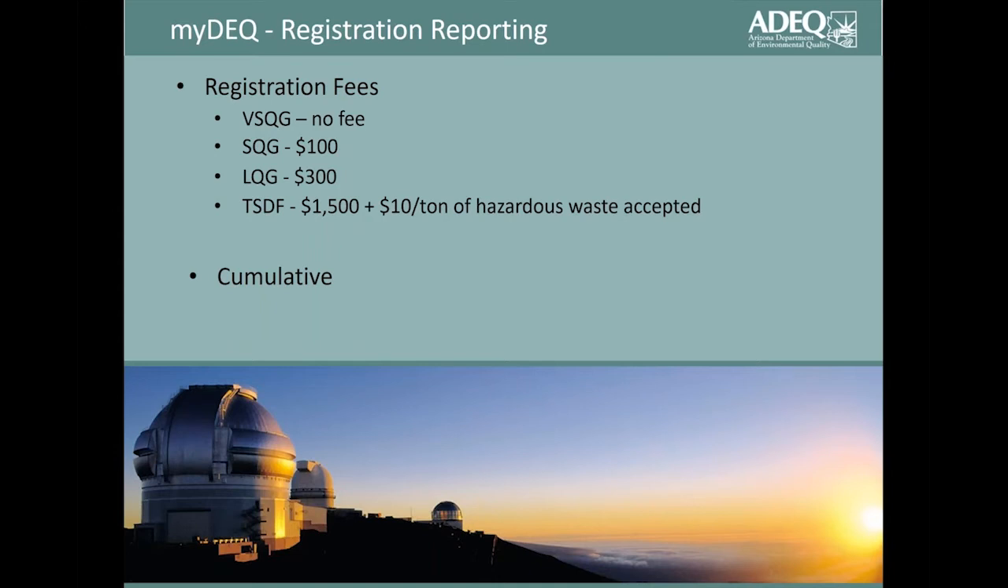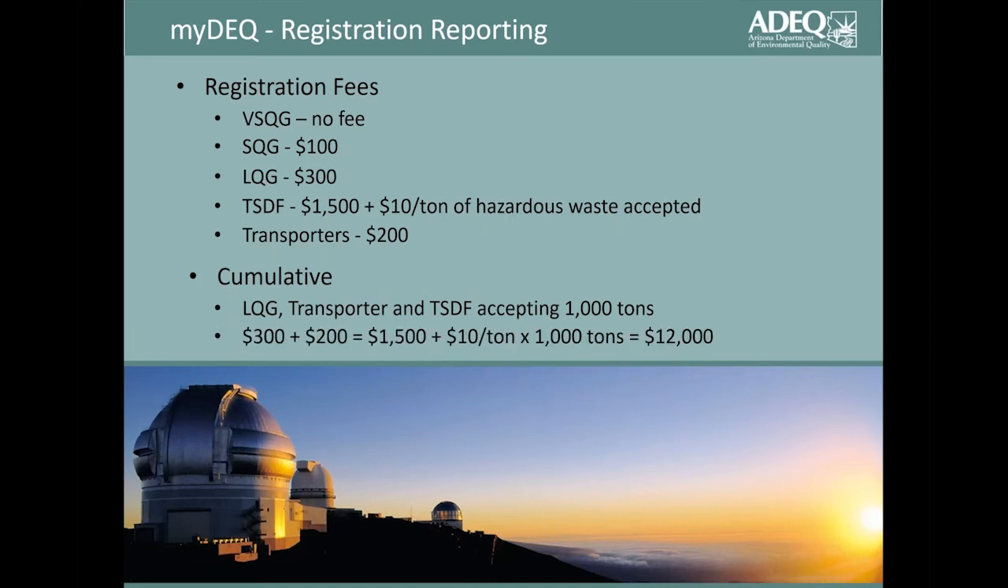For TSDFs, they owe $1,500 plus $10 for any hazardous waste they accepted on their site. And for transporters, both in-state and out-of-state, the fee is $200. Now the fees are cumulative. So if you're a large quantity generator that's also a transporter and a TSDF that accepted 1,000 tons of waste, then you owe $300 for LQG, $200 for transporter, plus $1,500 for the TSDF, plus 10 times 1,000 tons, and that all totals $12,000. So that would be your ending registration fee.